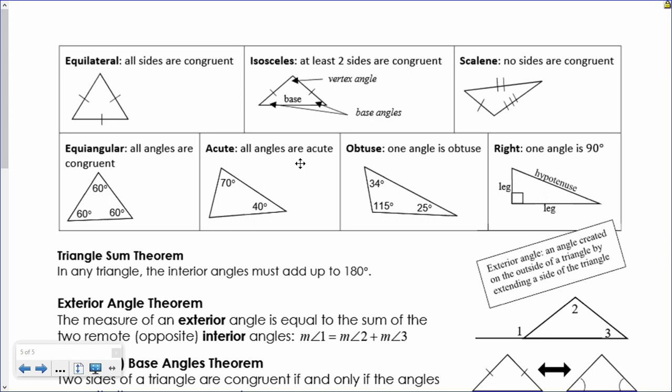Yeah, so that may say the base angles are congruent. You need to know which ones are the base angles. All right, scalene. Everybody knows. No sides are the same.